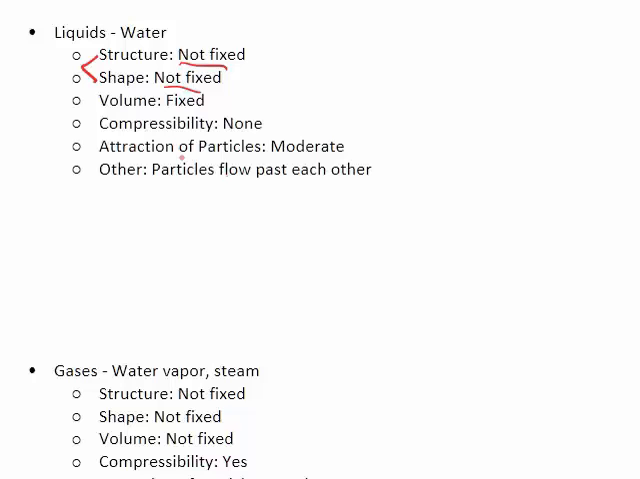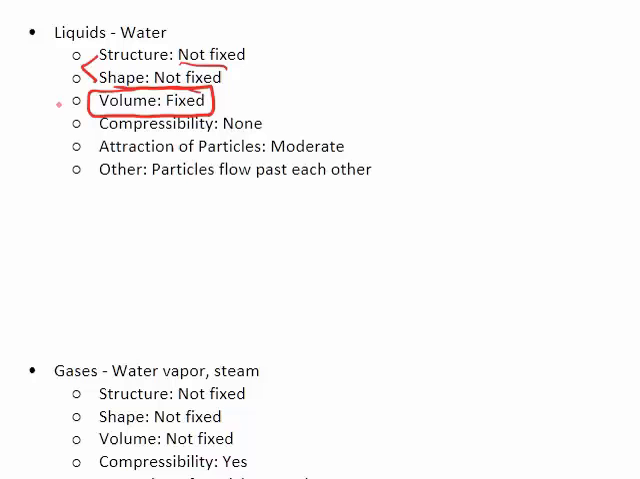Now, its volume, however, this is important. Its volume is fixed. Liquids do have a fixed volume. However, they do not have a fixed structure nor shape. What does that mean? That means that if you take some liquid in a bowl, you can measure how much volume there is.